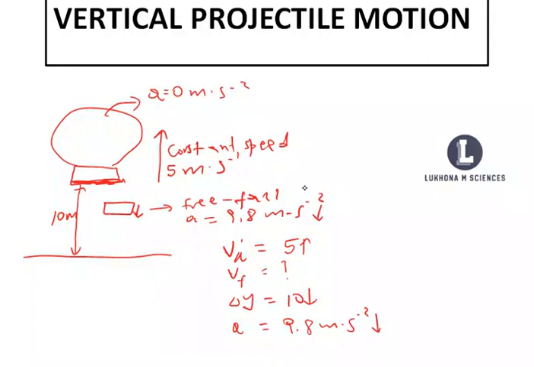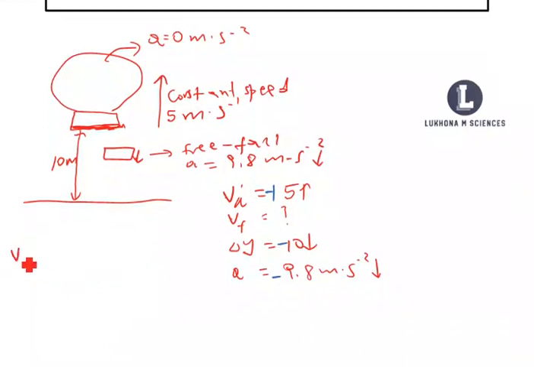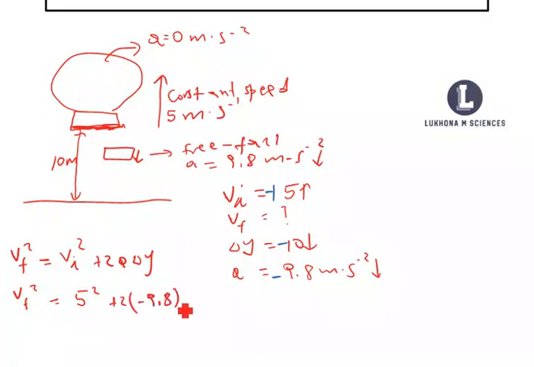Then we choose the direction. So up is positive, down is negative. Then we calculate the final velocity. So we are going to use formula number 2 in this case, which says final velocity squared is equal to the initial velocity squared plus 2a delta y. So we are looking for the final velocity, the initial velocity is 5 in this case, squared and is positive, plus 2 times negative 9.8 acceleration, delta y is negative 10.